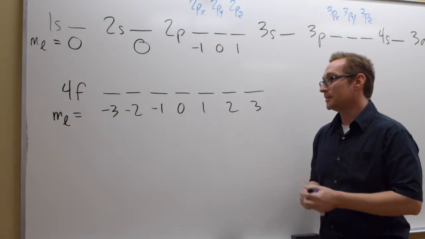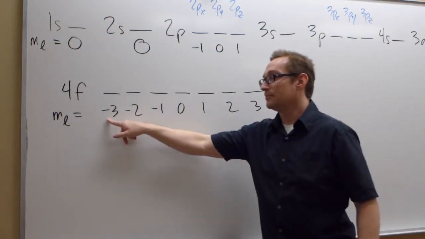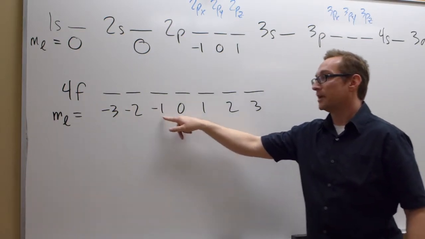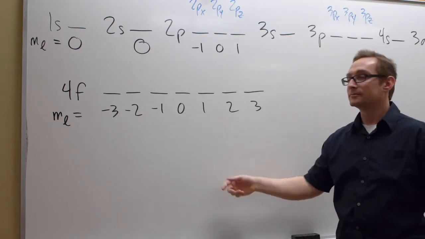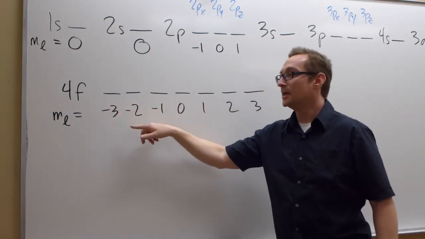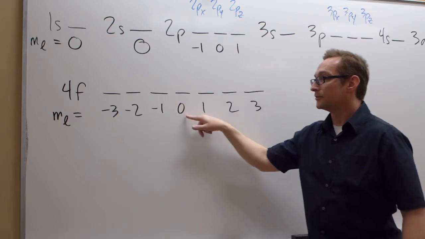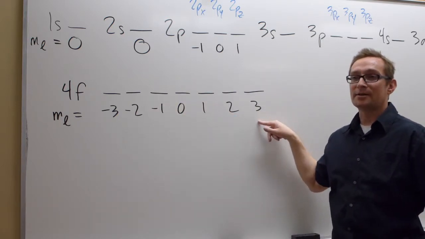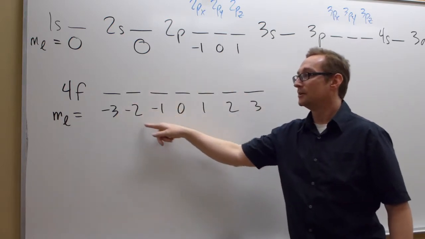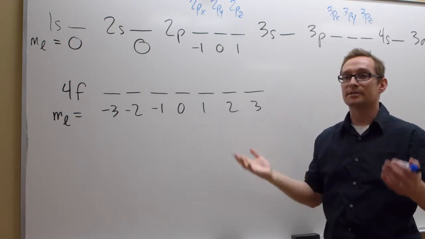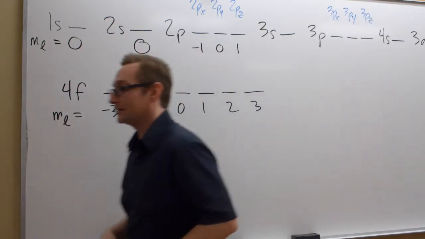Now I will tell you something else. Does it have to be -3, -2, -1 in this order? And the answer is no. Okay, these are just the possible numbers. I could have written 0, 1, 2, 3, and then -1, -2, -3 in that order. Okay, it doesn't matter which number goes where, it's just the possible orientations.